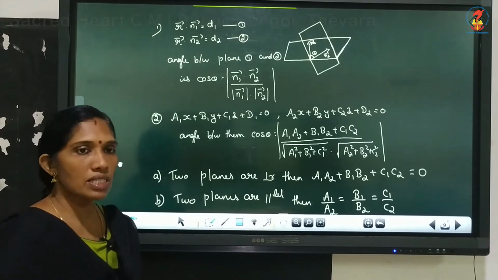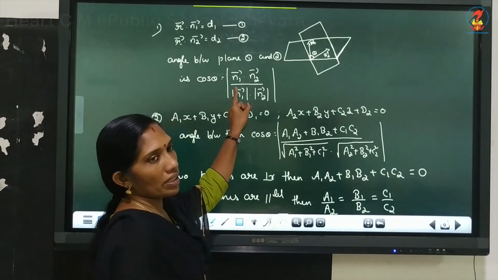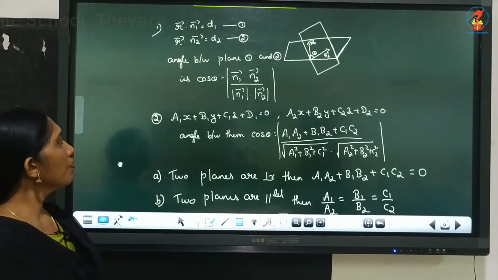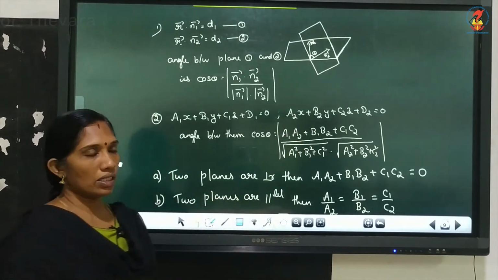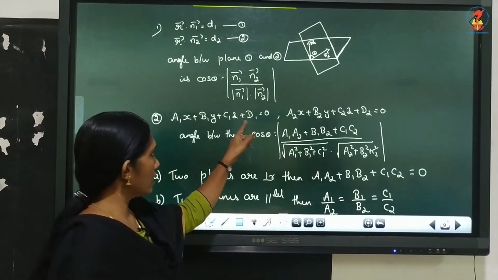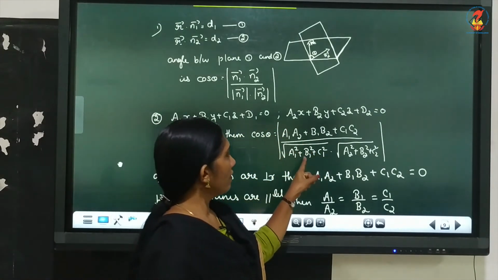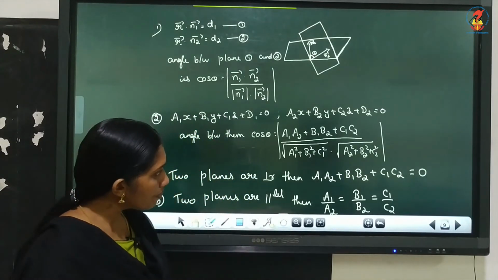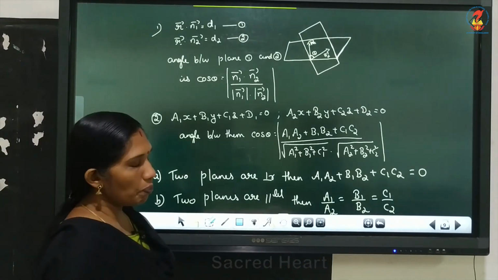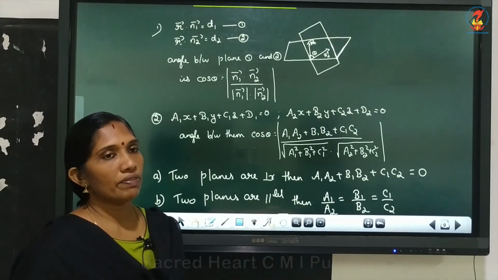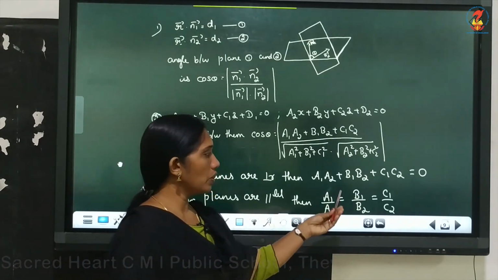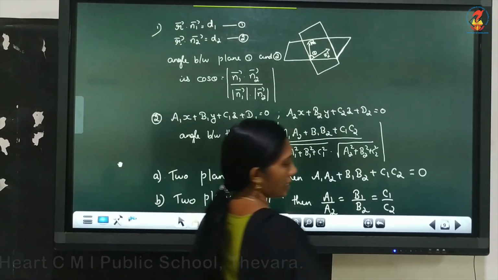So if vector equations are given, cos theta is equal to vector n1 dot vector n2 by mod vector n1 mod vector n2. Take the modulus value. If Cartesian forms are given, then cos theta is equal to a1 a2 plus b1 b2 plus c1 c2 by, this d1 and d2 we don't take, by root of a1 square plus b1 square plus c1 square into root of a2 square plus b2 square plus c2 square. The condition, if two planes are perpendicular, a1 a2 plus b1 b2 plus c1 c2 equal to 0. Two planes are parallel means a1 by a2 equal to b1 by b2 equal to c1 by c2.